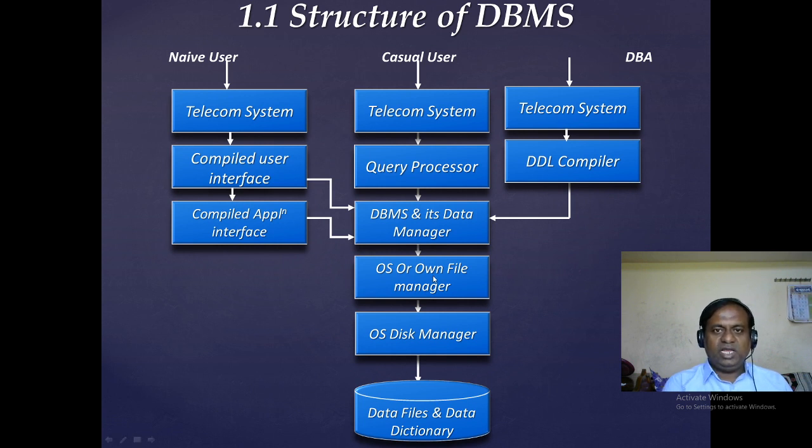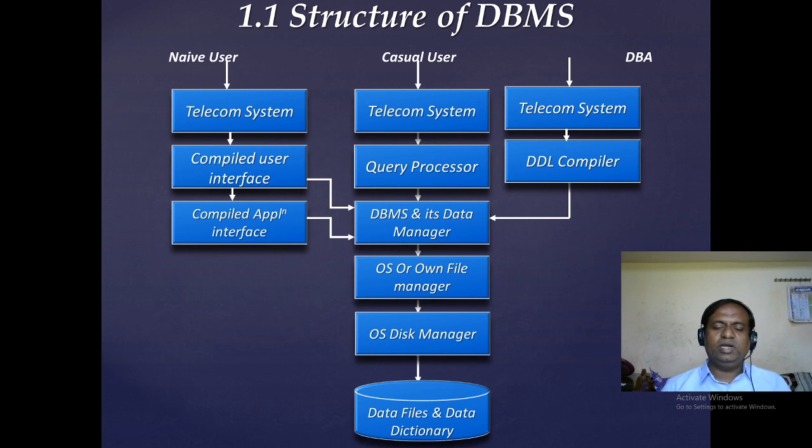File manager will actually create the file that can store roll number, name, class, and percent. Now that file is created, and that created file is transferred to disk manager. Disk manager will write the file to data files. Now file is created. Next time user is trying to access that file.